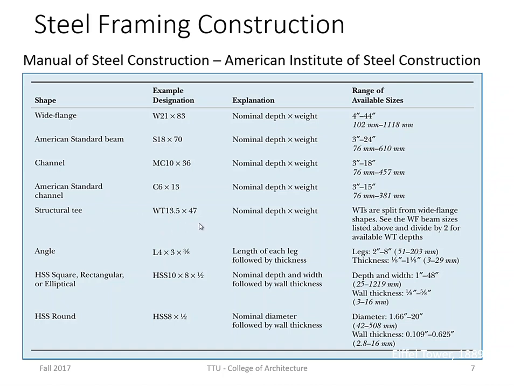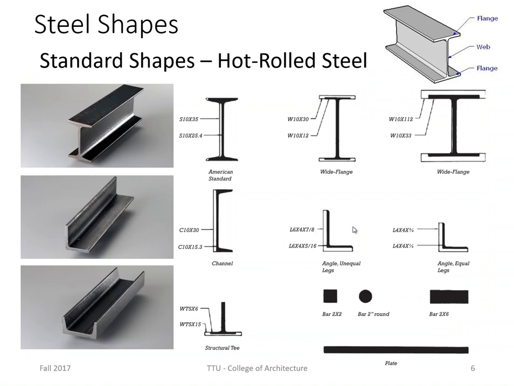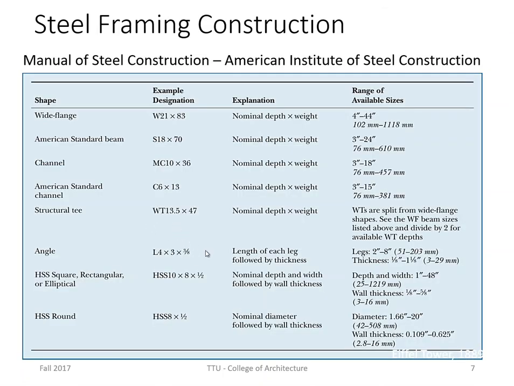Structural T, once again, WTs are split from wide flange shapes. See the WF beam size is listed above and divide by 2 for available WT depths. So basically, to get a WT, a structural T, what they do is they just cut that wide flange beam in half. So it's half of whatever the depth is, and then of course the weight. So that's how a structural T is created.